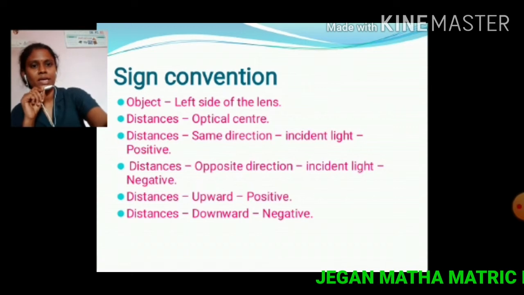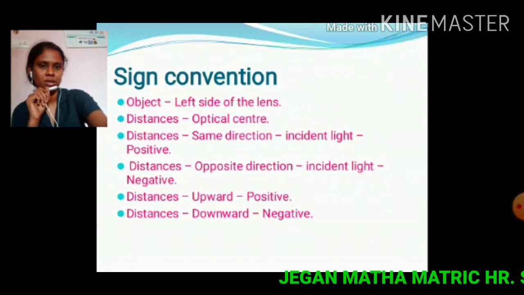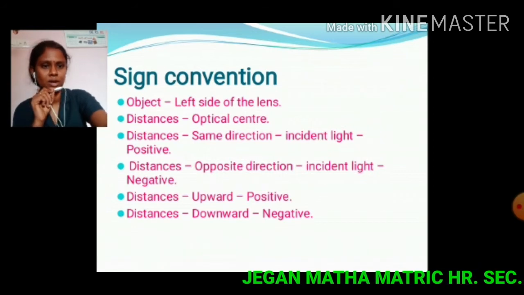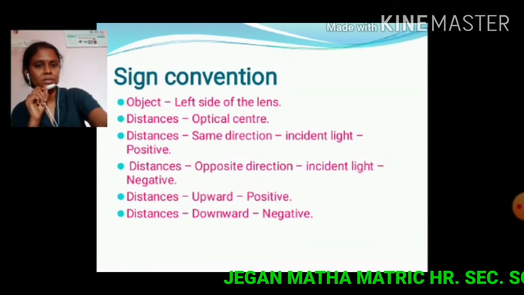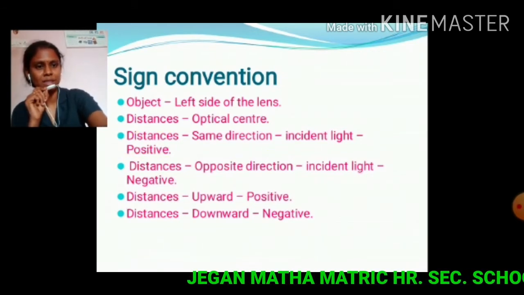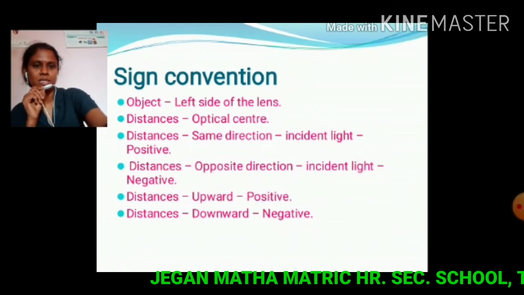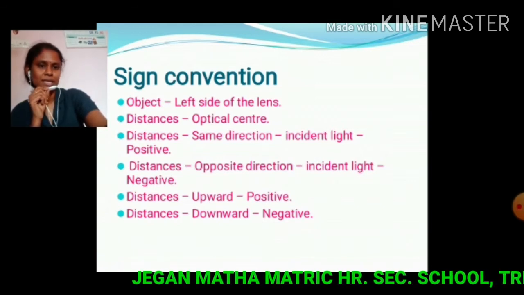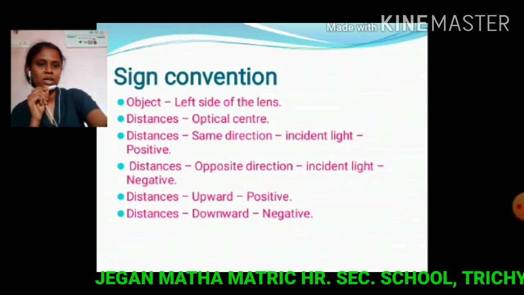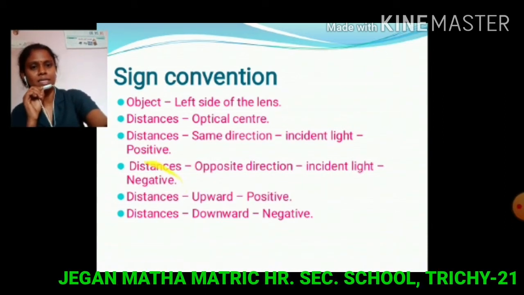Next one, all the distances are measured from the optical center of the lens. Next, the distances measured in the same direction as that of the incident light are taken as positive. Next, the distances measured in the opposite direction of the incident light are taken as negative.